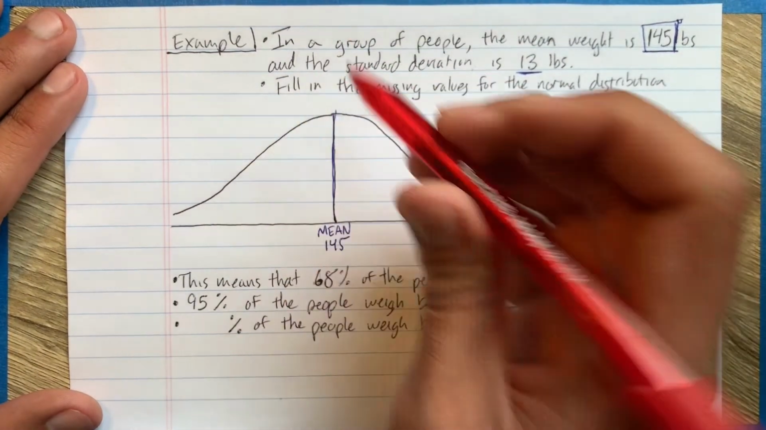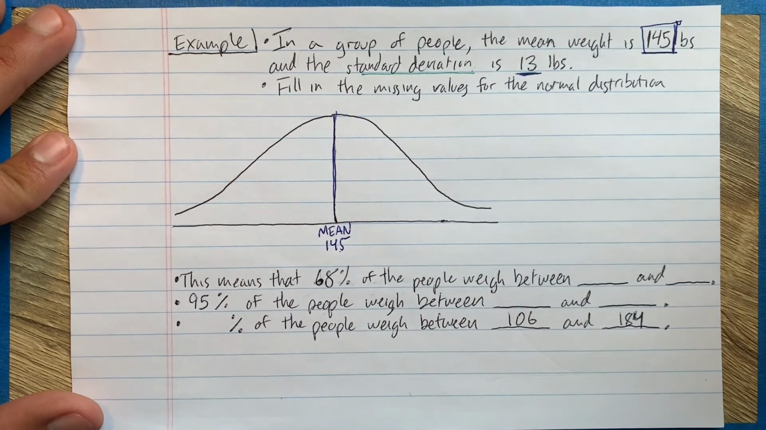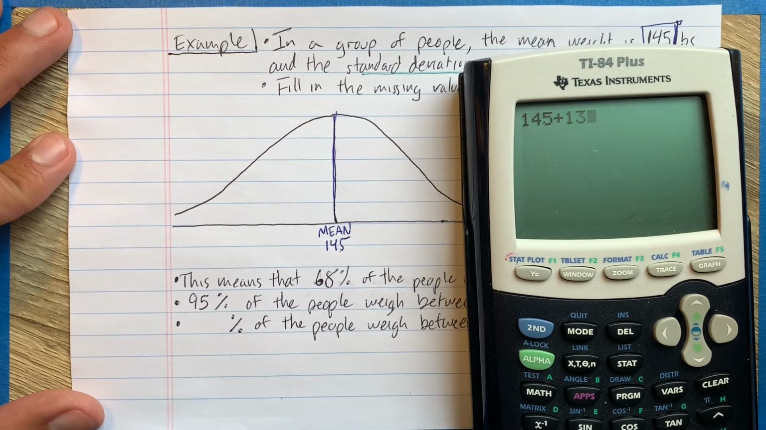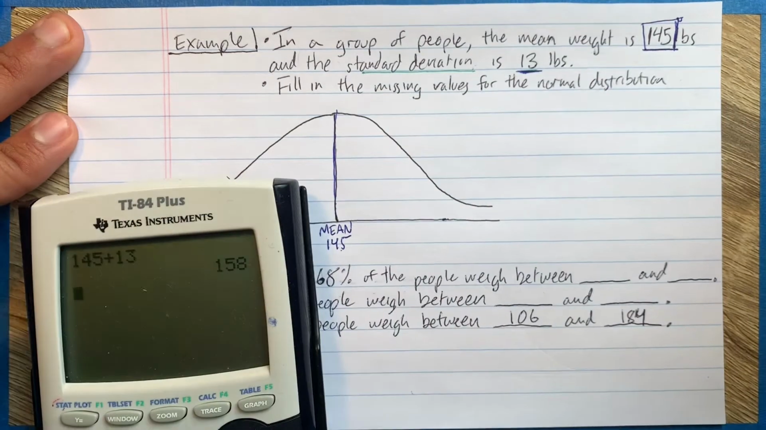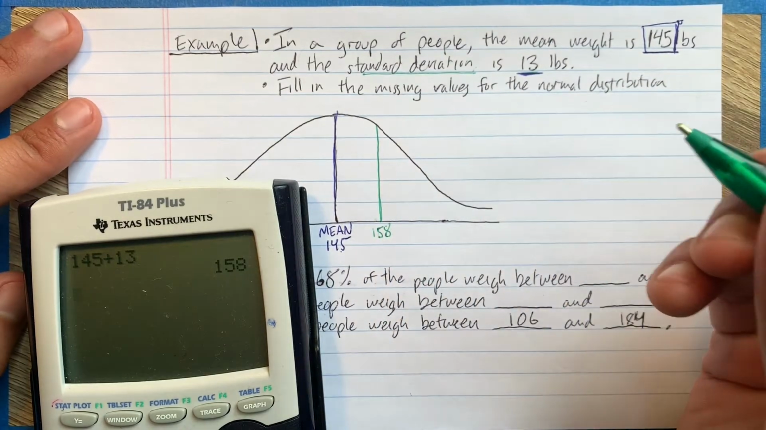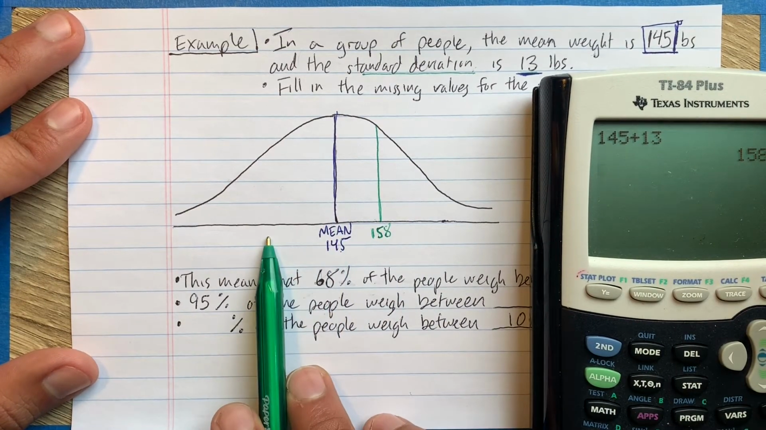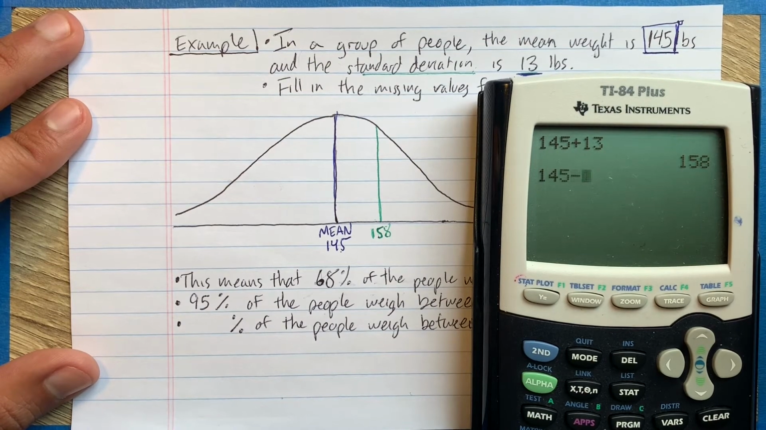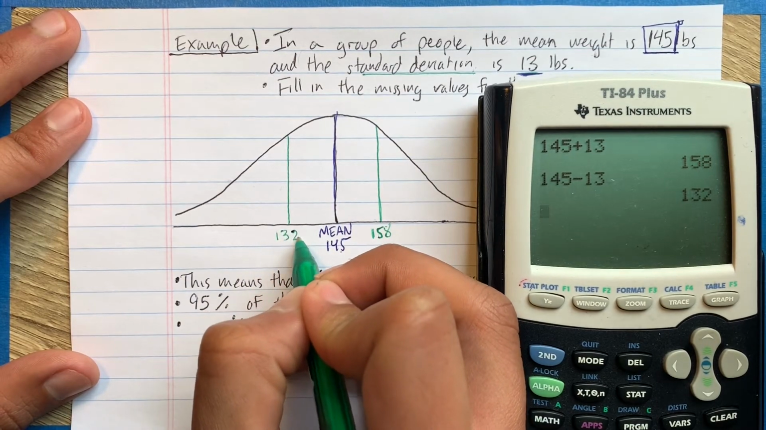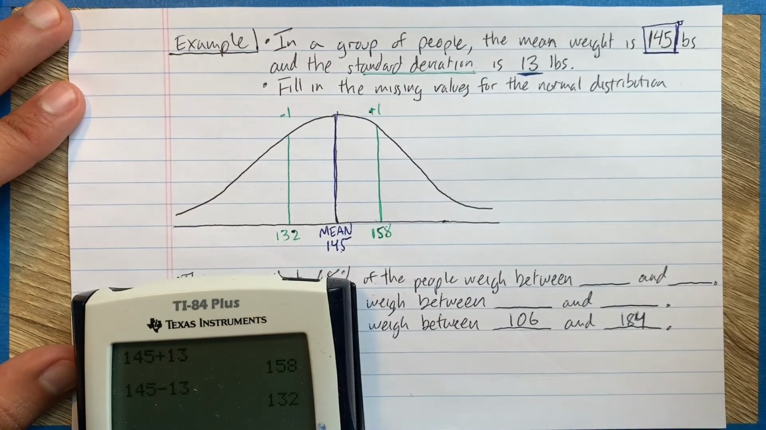Our first standard deviation is going to be 13 pounds above 145. So if we do 145 plus 13, we land at our first standard deviation, which is 158. Now the standard deviations can go above the mean, but they can also go below. So we take 145 and subtract 13, and we get 132. That's our first standard deviation. This is plus 1 standard deviation, and this is minus 1 standard deviation.